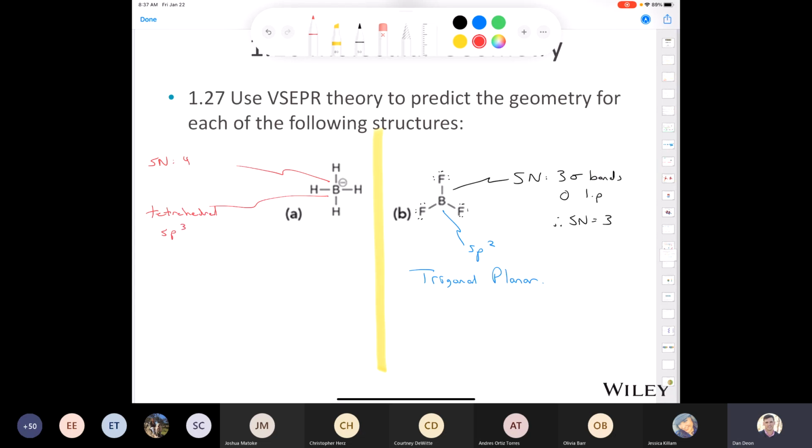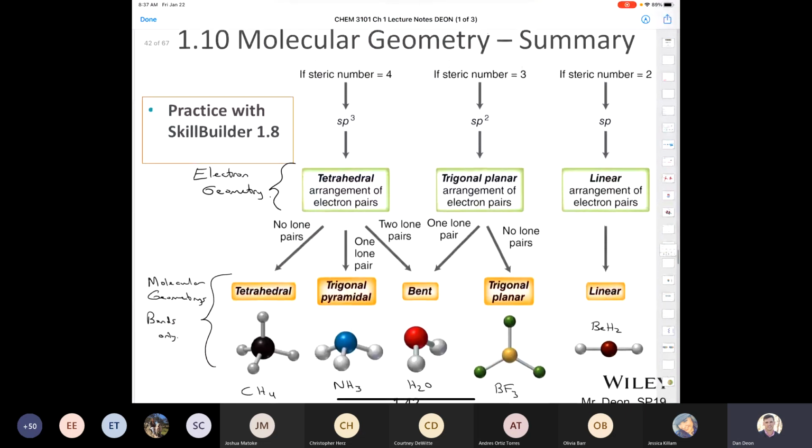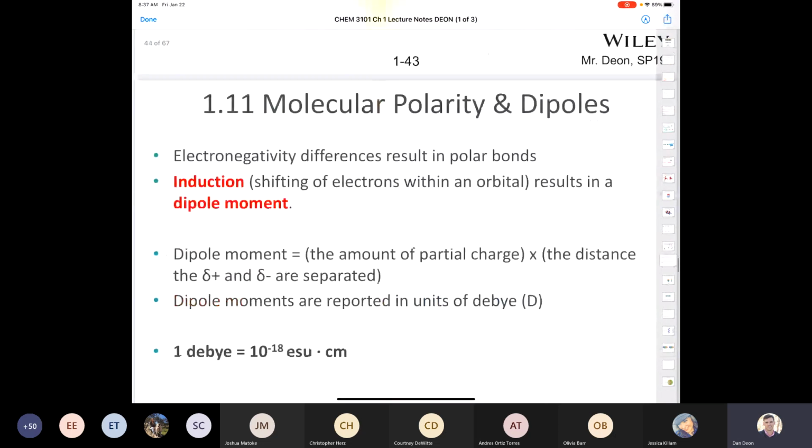Look at that. Very quick. We can get a lot of information about a central atom, okay? Just by looking at the number of sigma bonds and the number of lone pairs, determining the steric number. So again, you would want to have this entire table in your head when you step into the quiz room on Monday. That's one of the things you'd want to know.